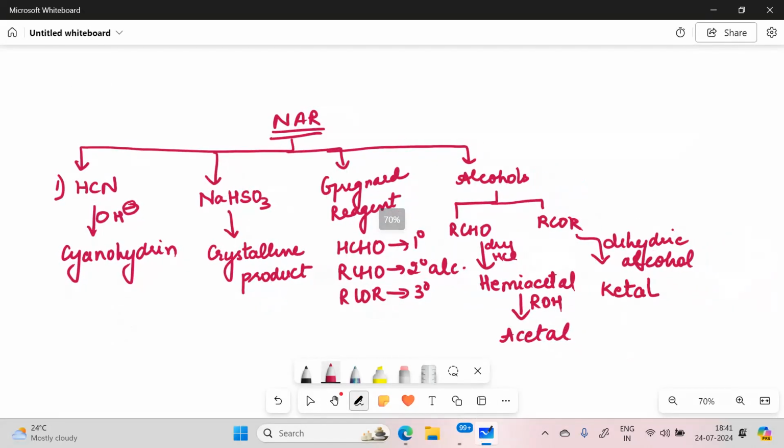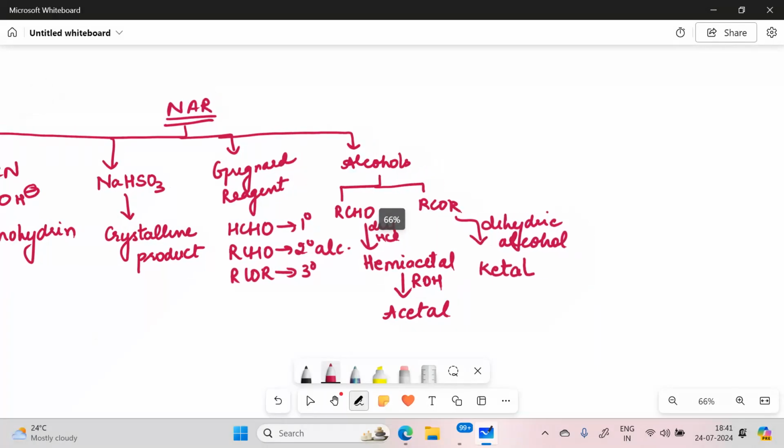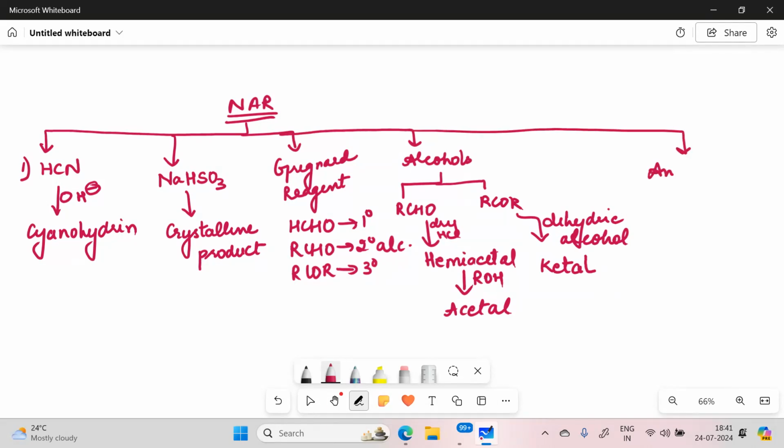So a cyclic ketal is formed. Yeah. And why is dry HCl used in this reaction? Because it protonates the carbonyl oxygen and increases the electrophilicity of the carbon and makes the attack easy. Electrophilicity of carbon? It increases the positive charge and makes the attack easy for the nucleophile.